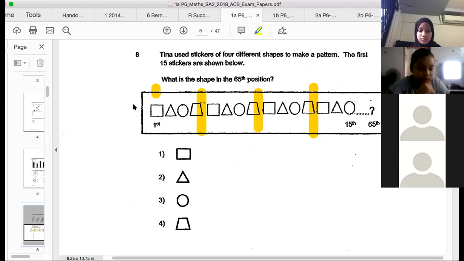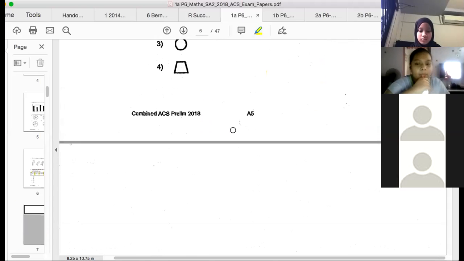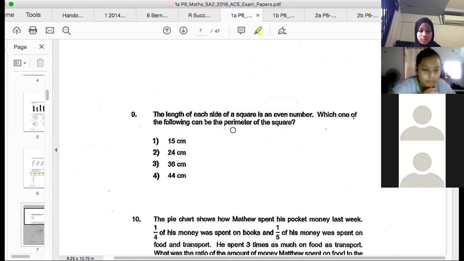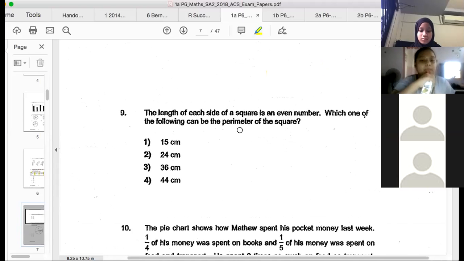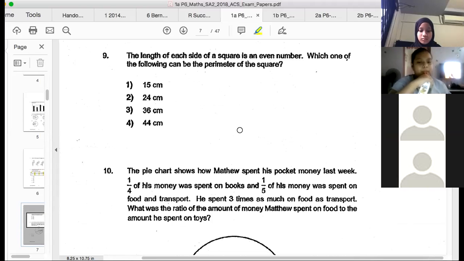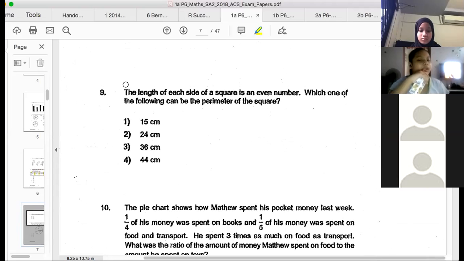Okay, now we have a question. Now we have 20 minutes more, so we try now. We do this one. The length of each side of a square is an even number. Which one of the following can be the perimeter?